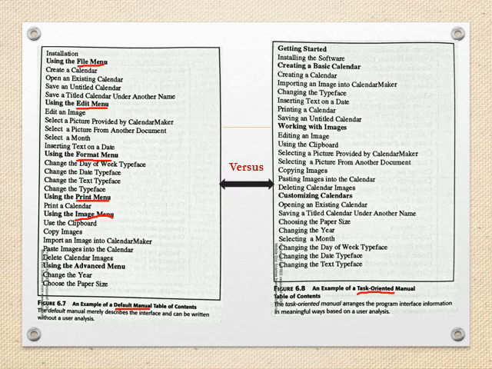The second one will focus on the user task and usage scenarios. Getting started, creating a basic calendar, working with images, customizing calendar. So here basically we focus on the tasks. We don't focus on the menu items or menu features.